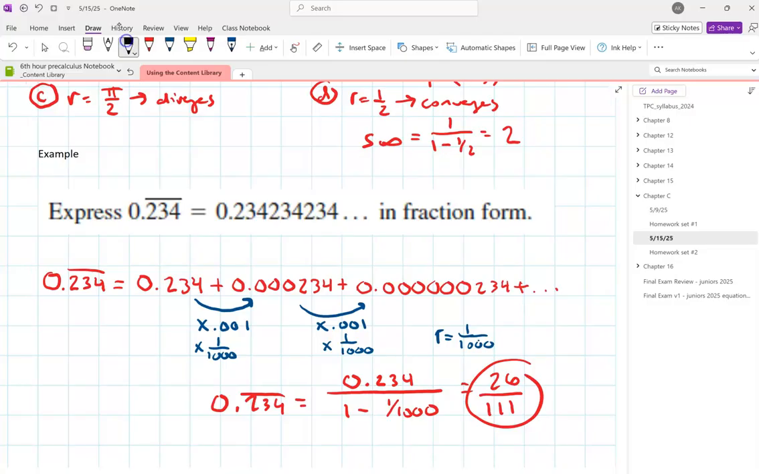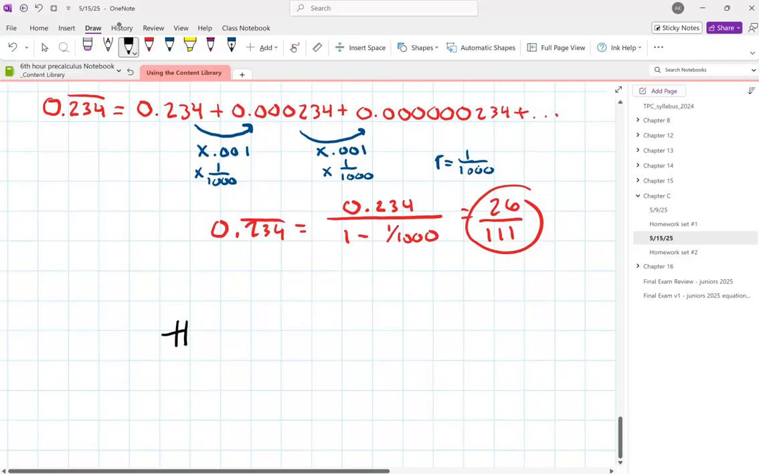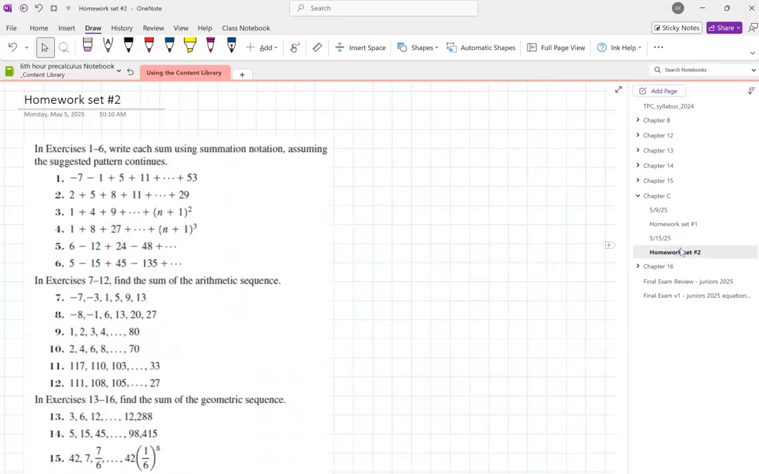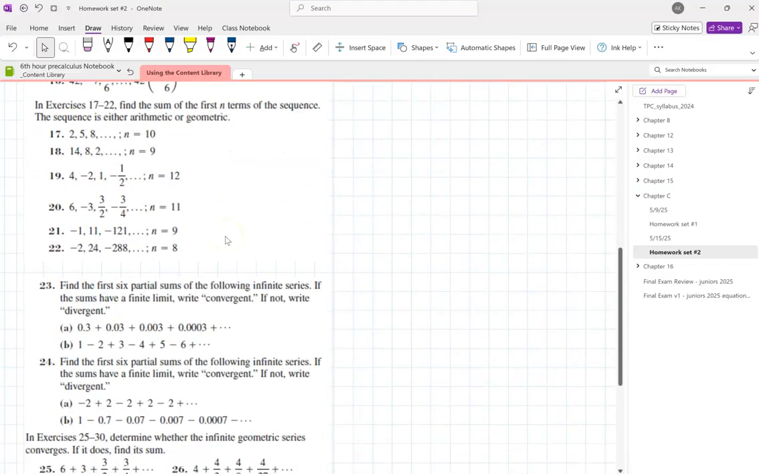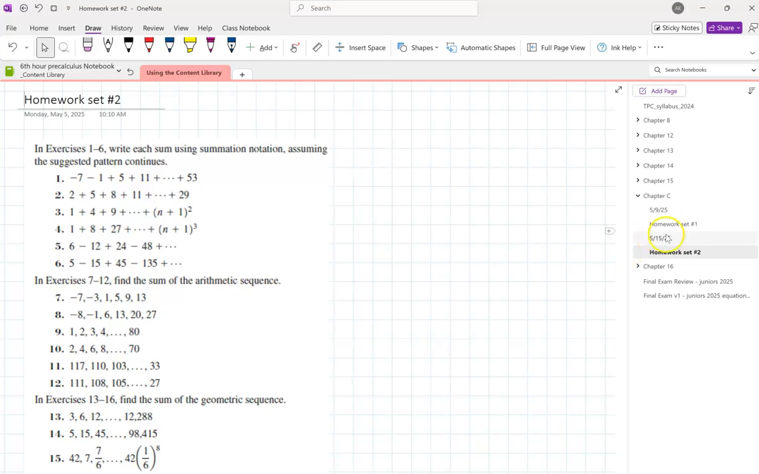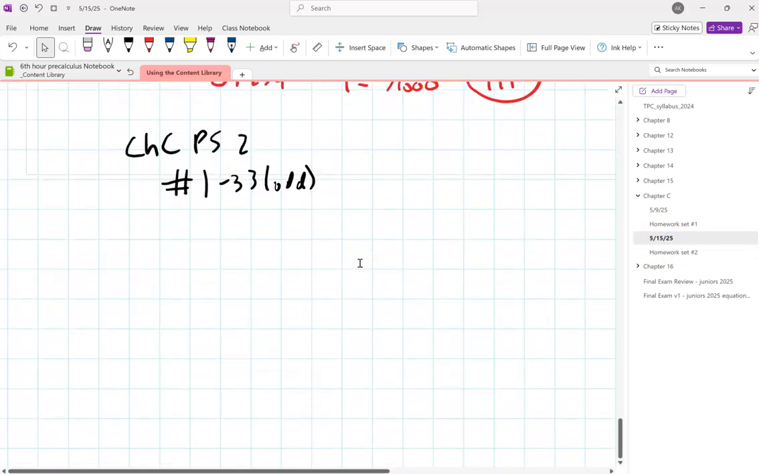So that's it for this lesson. For this lesson, I'd like you to do 1 through 33 odd. So again, the homework set is here right below the notes in OneNote.